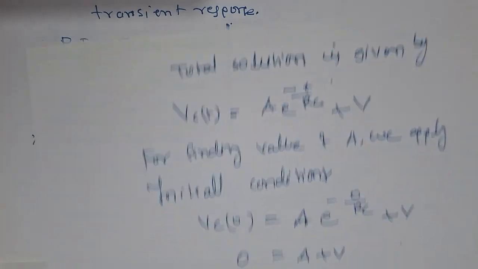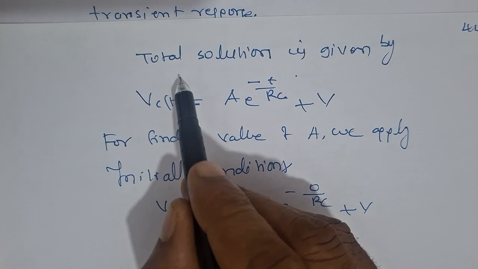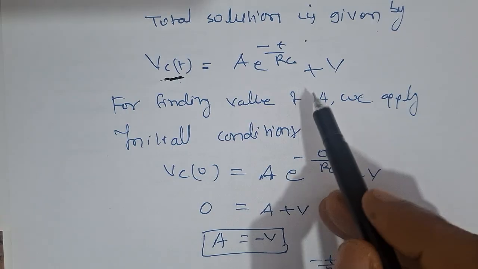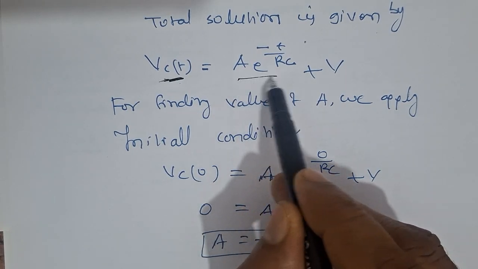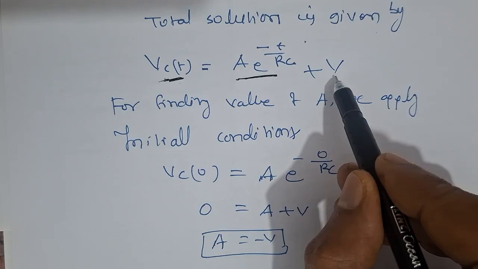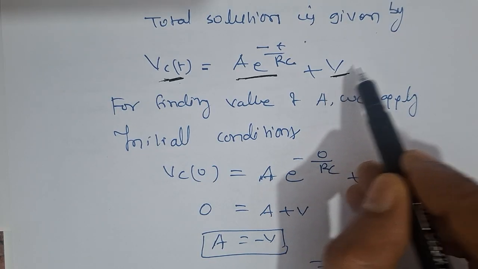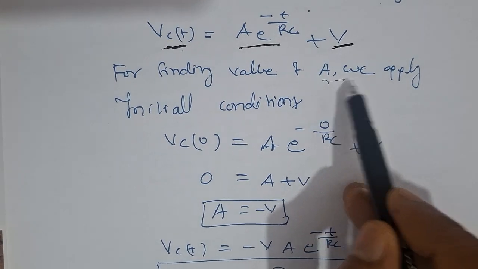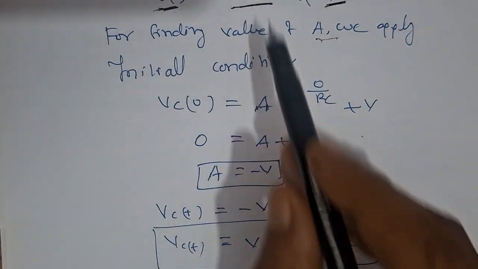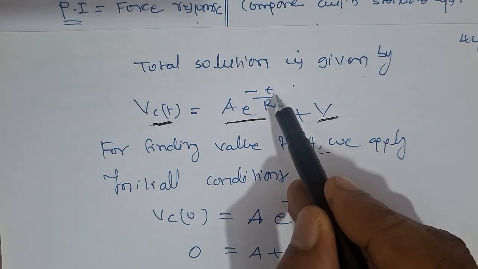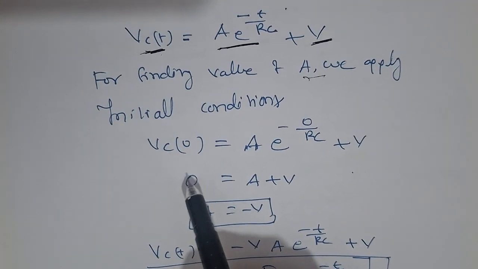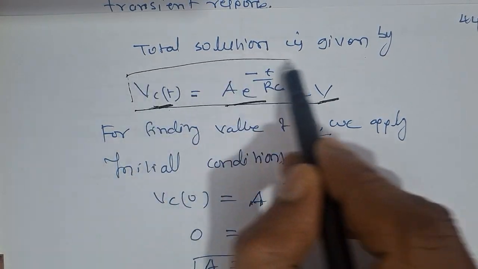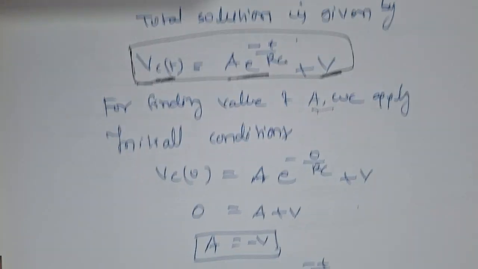Now we see the total solution. The capacitor voltage Vc(t) at a particular time is the natural response plus the value at t equal to infinity, where the voltage is equal to the input voltage. For finding the value of A, we apply the initial conditions. Now we have the final equation, and if we apply the t values, we will get the total response.